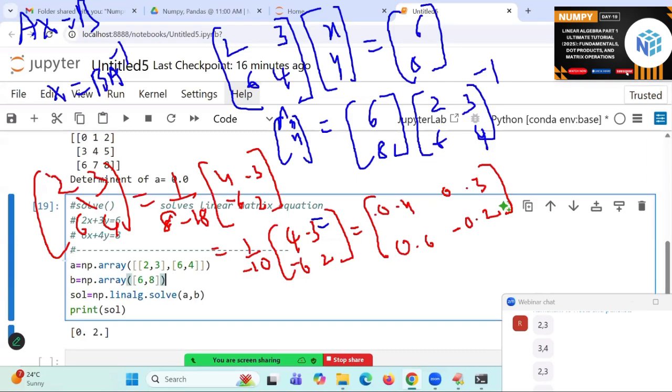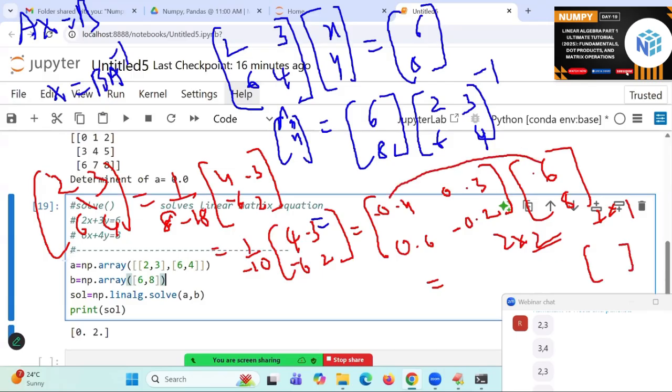Minus 0.4. Yes. Next, minus 3. And this you have to multiply, 6 and 8. If you multiply that, what answer will you get? Only two values will come. This is called a 2 by 2 matrix, and this is called a 2 by 1. You will get one value only if you multiply.